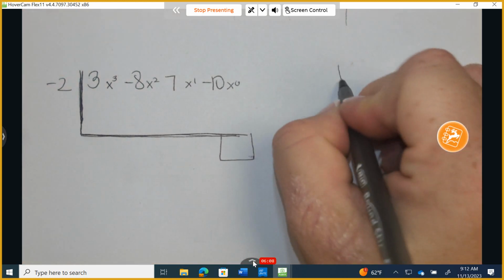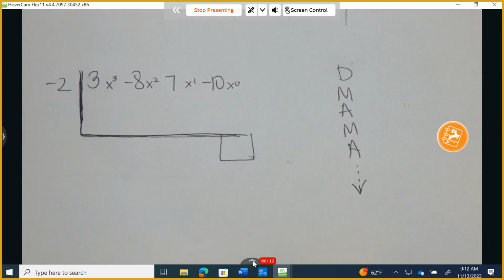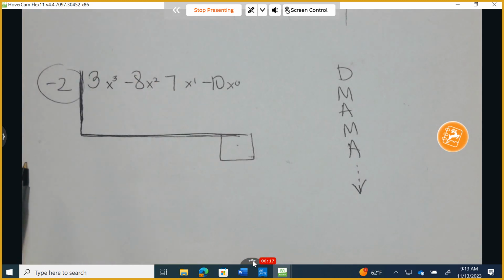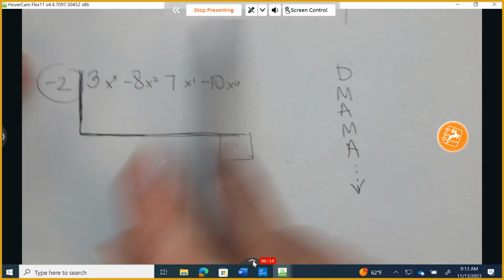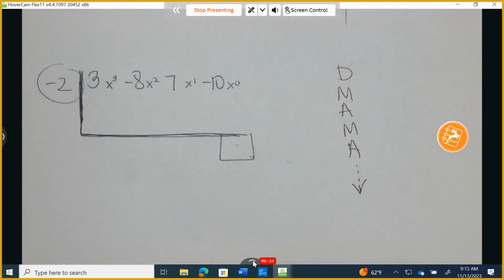And remember, we're using the silly acronym, DMAMA. So drop down the first value, multiply, add, multiply, add, multiply, add as we go through until we get a final answer. So ultimately, it's like if I gave you this equation and I said, hey, plug in -2 and come up with an answer. That's ultimately what we're doing.